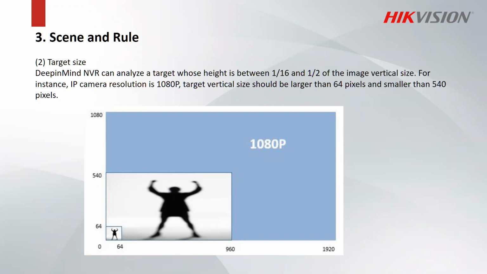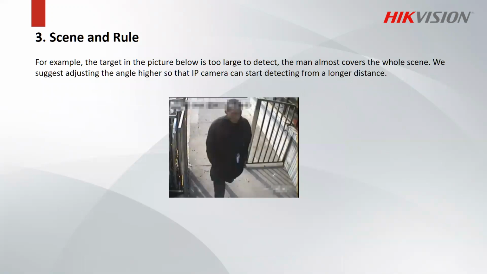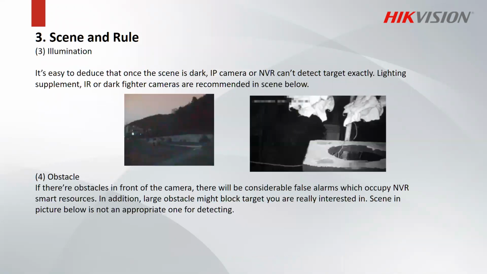Targeting size. So DeepinMind NVRs can analyze a target whose height is between 1/16 and 1/2 of the image vertical size. For instance, if the IP camera resolution is 1080p, the target vertical size should be larger than 64 pixels and no smaller than 540. As an example, the target in the picture here is too large to detect. The man almost covers the whole screen. We would suggest making the camera higher so that the camera can start detecting from further away.